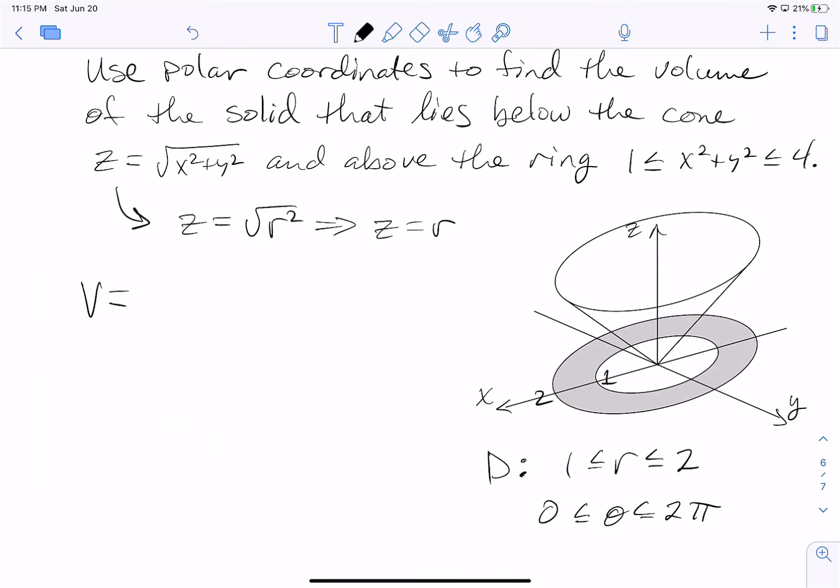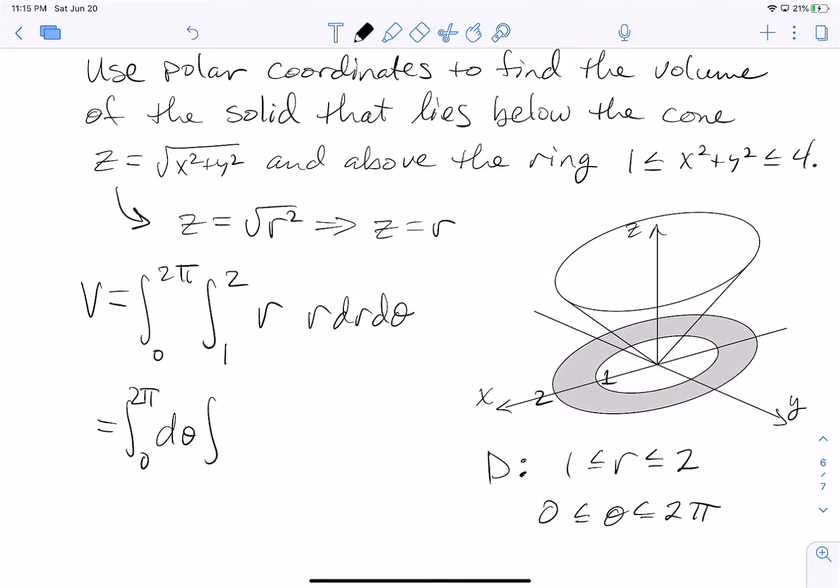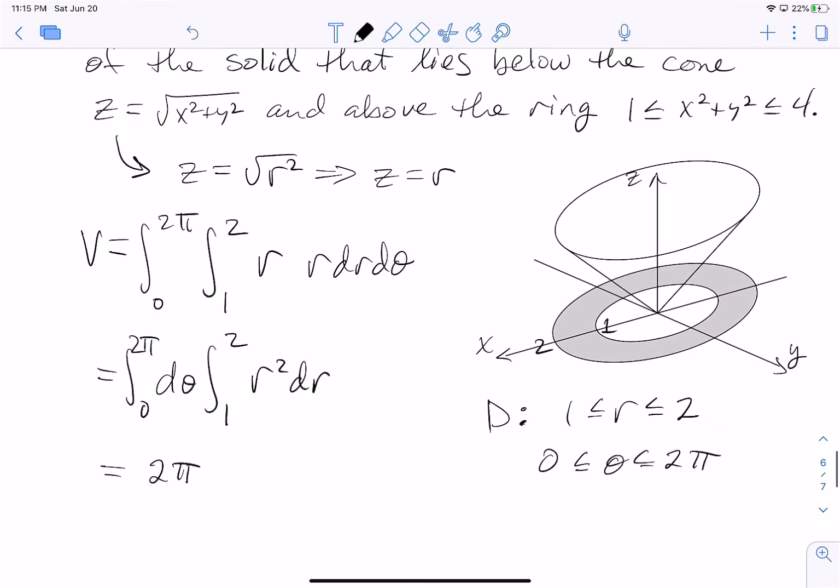The volume is then given by the integral from 0 to 2 pi of the integral from 1 to 2 of r as the integrand, times r dr d theta for dA. This time we can split this up into the integral from 0 to 2 pi d theta times the integral from 1 to 2 of r squared dr. This is going to be fairly straightforward here. We end up with 2 pi times 1/3 r cubed evaluated from 1 to 2. That's going to give us 14 pi over 3.